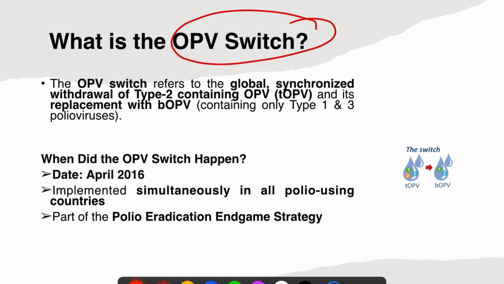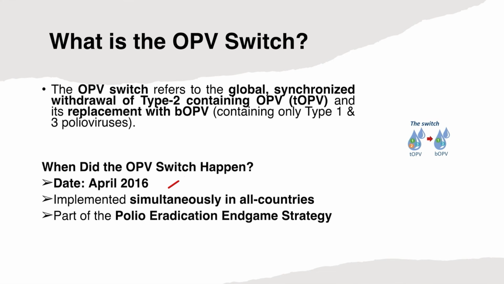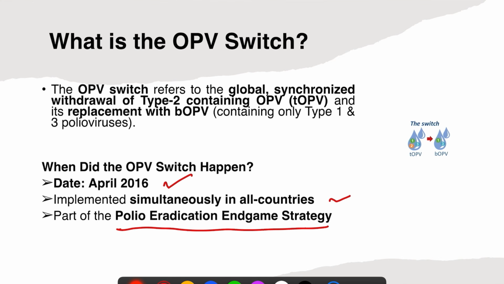What is then the OPV switch? The OPV switch refers to the global synchronized withdrawal of type 2 containing OPV, that was the trivalent vaccine, and now it is being replaced with the bivalent OPV containing type 1 and 3 poliovirus only. This OPV switch happened in the year 2016, and it was implemented simultaneously by all the countries as it is a part of the polio eradication endgame strategy.